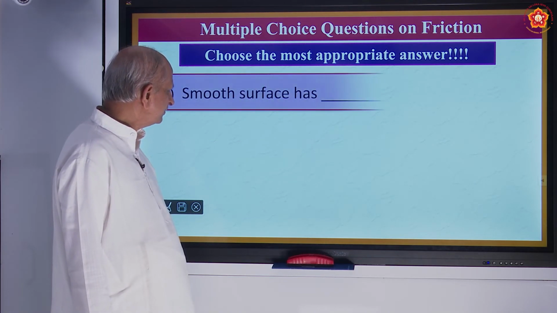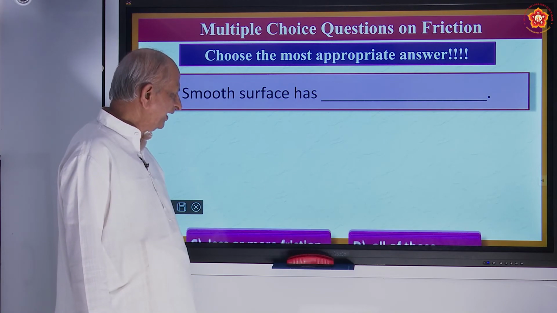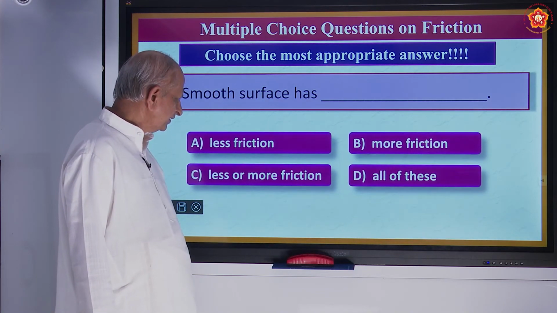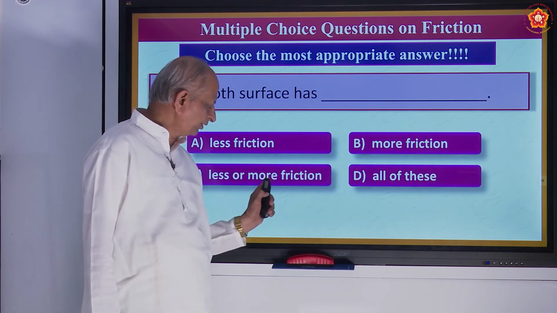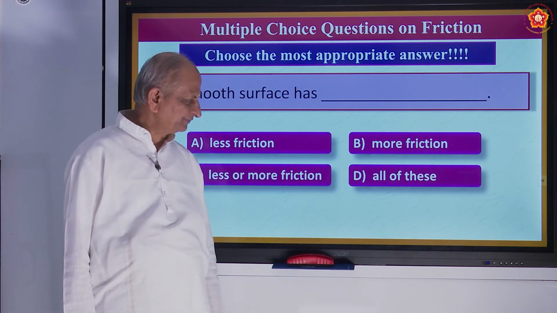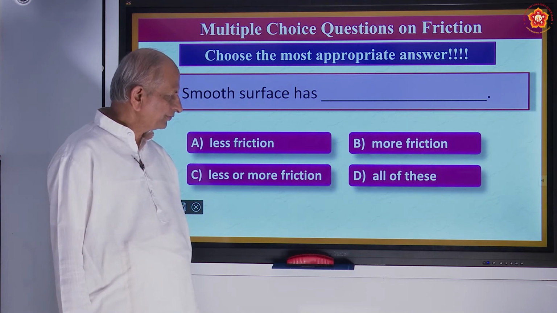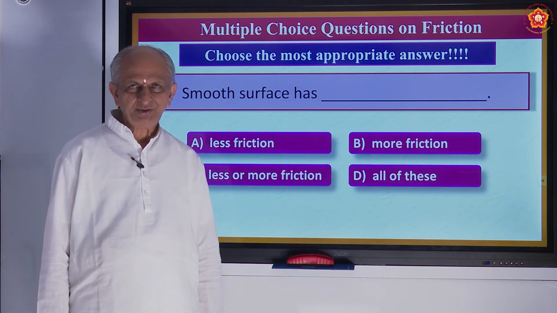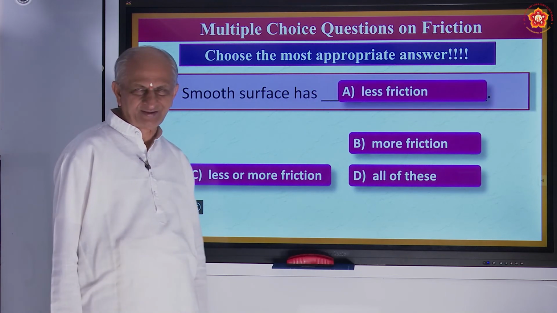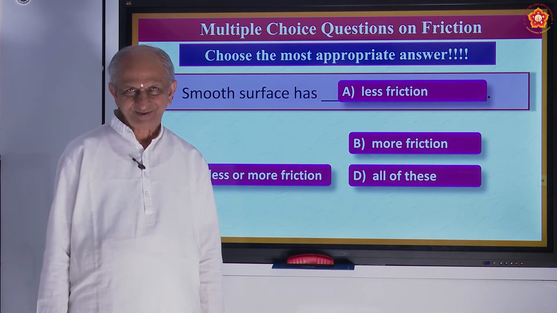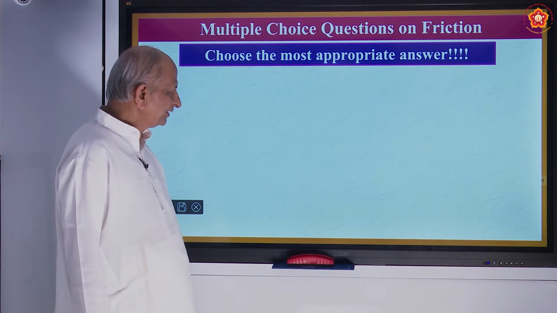Now we will pass on to one more question. Smooth surface has less friction, more friction, less or more, all of these. 5, 4, 3, 2, 1. Less friction. Is it not? So that is the answer for that.